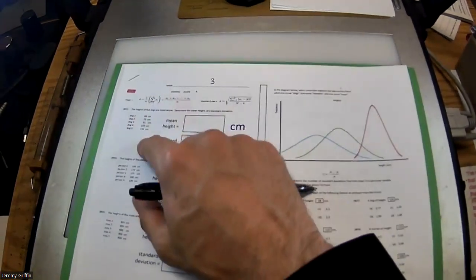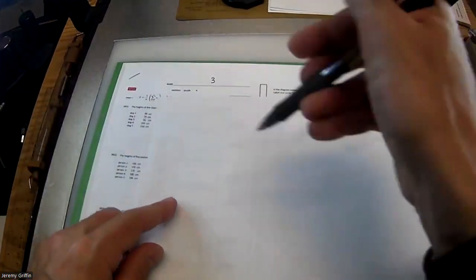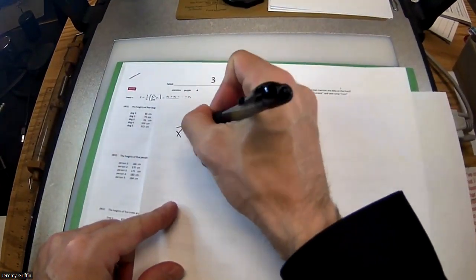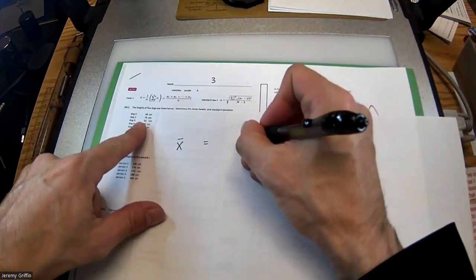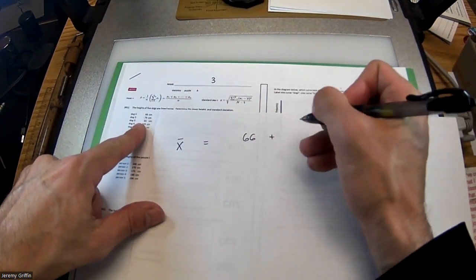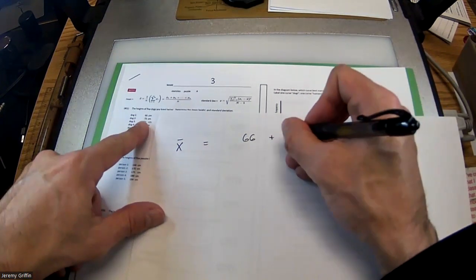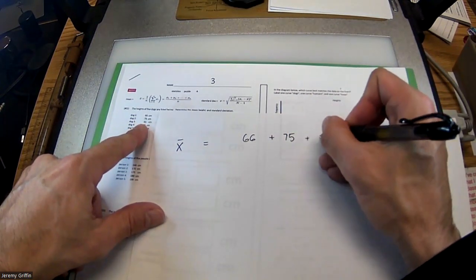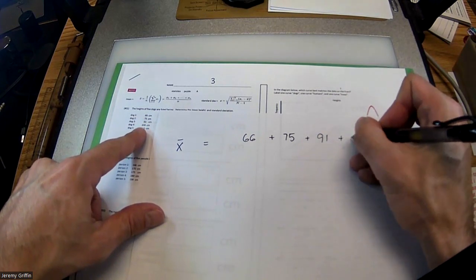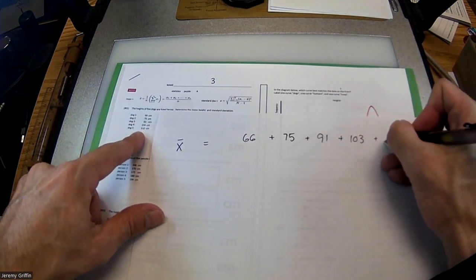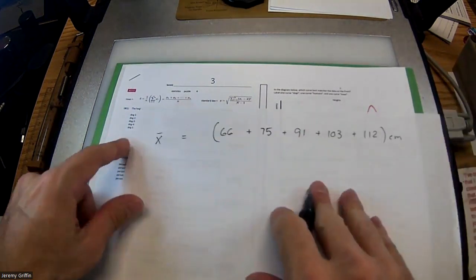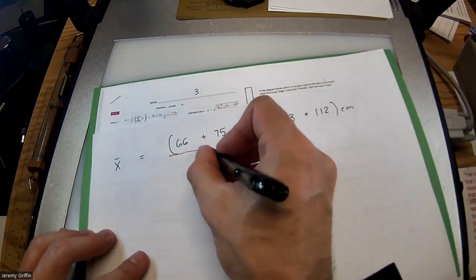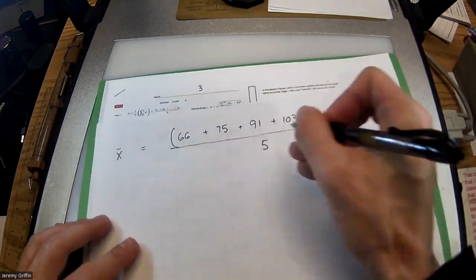So let's start with these 5 dogs. I want to know what is the mean height of the dog. So I'll say X bar equals. Just for completion, I'll go ahead and write it out. My dog heights: I have 66 centimeters, 75 centimeters, one dog's 91 centimeters, one dog is 103 centimeters tall, and my last dog is 112 centimeters tall. Those are my 5 dogs, and then I'm going to divide by 5 dogs.